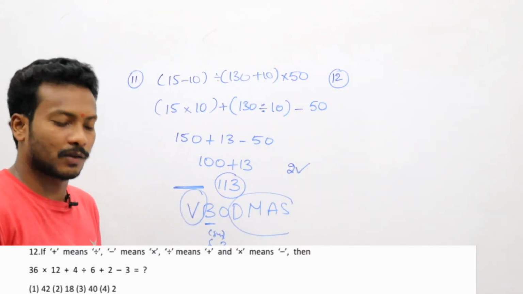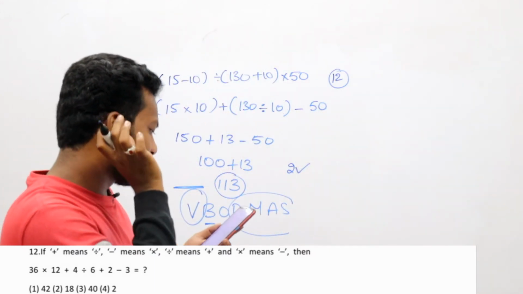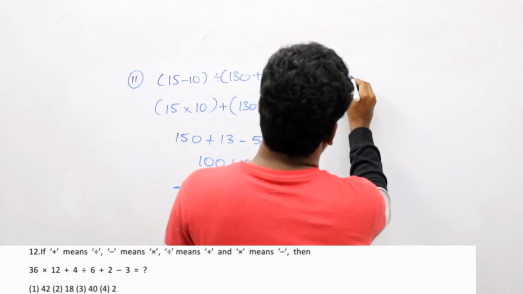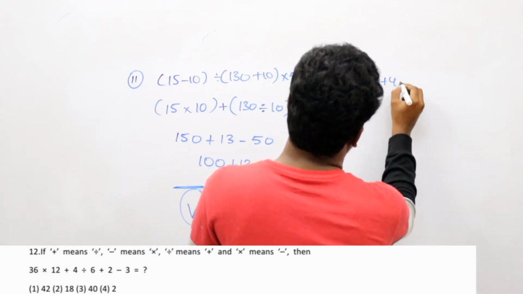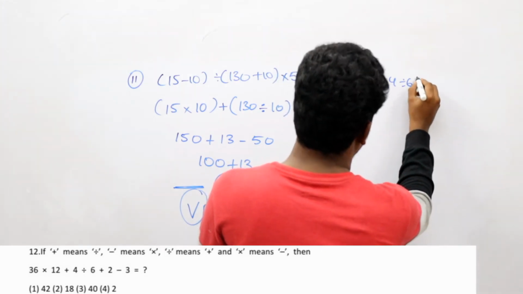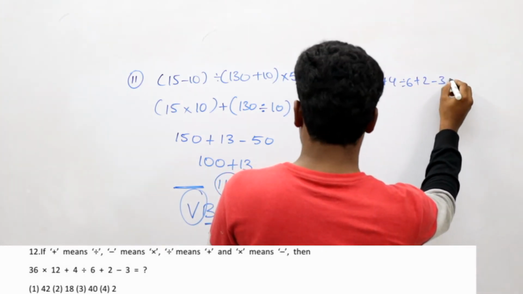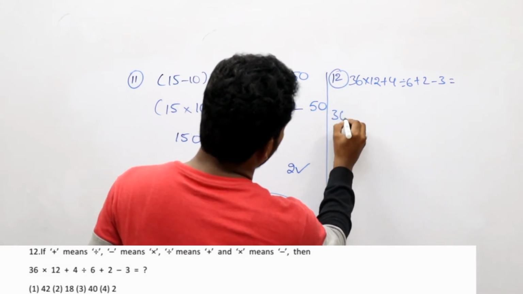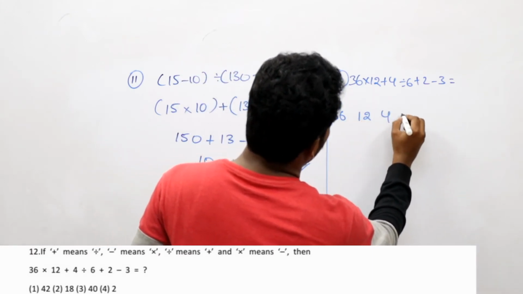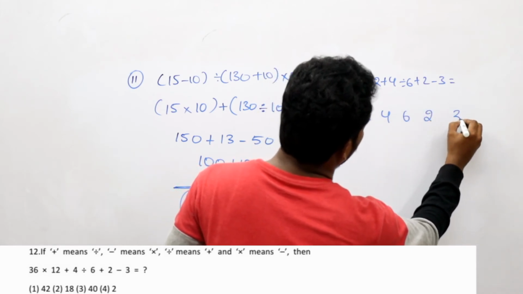Next, 12th question. That is 36 into 12 plus 4 divided by 6 plus 2 minus 3, what is it? Okay, now I am writing the question here: 36, 12, 4, 6, 2, 3.